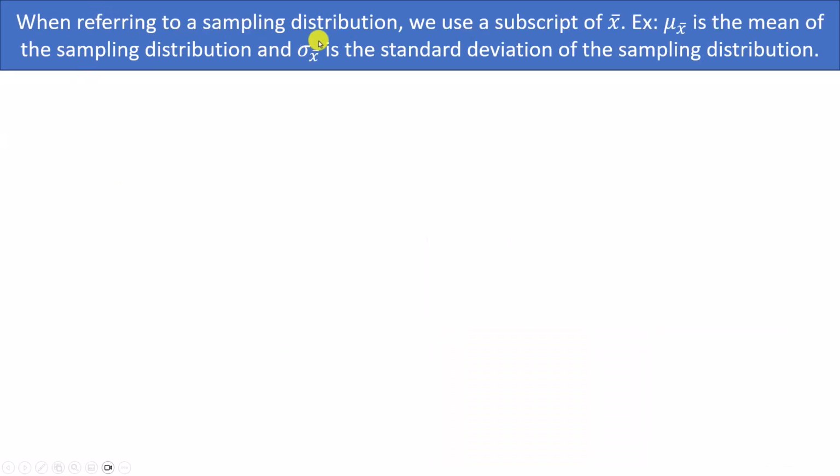When referring to a sampling distribution, we are going to use a subscript of x bar. So for example, we may have mu with a subscript x bar, which would be the mean of the sampling distribution, and sigma with a subscript x bar, which would be the standard deviation of a sampling distribution. So here is a statement that mu of x bar, or the mean of the sampling distribution, is equal to mu. So what does this mean?